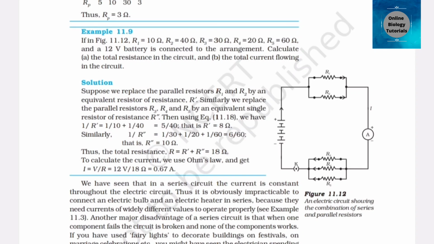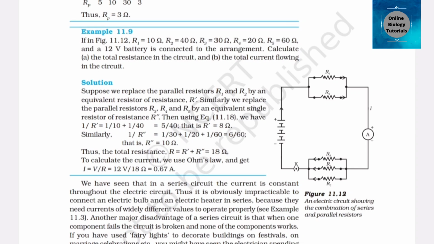Example 11.9. If in figure 11.12 R1 equals 10 ohm, R2 equals 40 ohm, R3 equals 30 ohm, R4 equals 20 ohm, R5 equals 60 ohm, and a 12 V battery is connected to the arrangement, calculate A, the total resistance in the circuit, and B, the total current flowing in the circuit. Solution can be seen from the book.